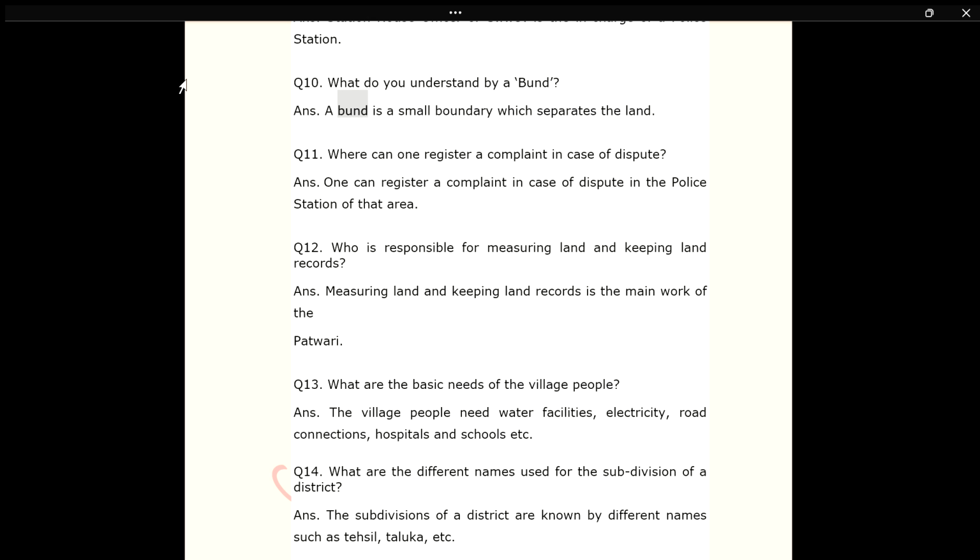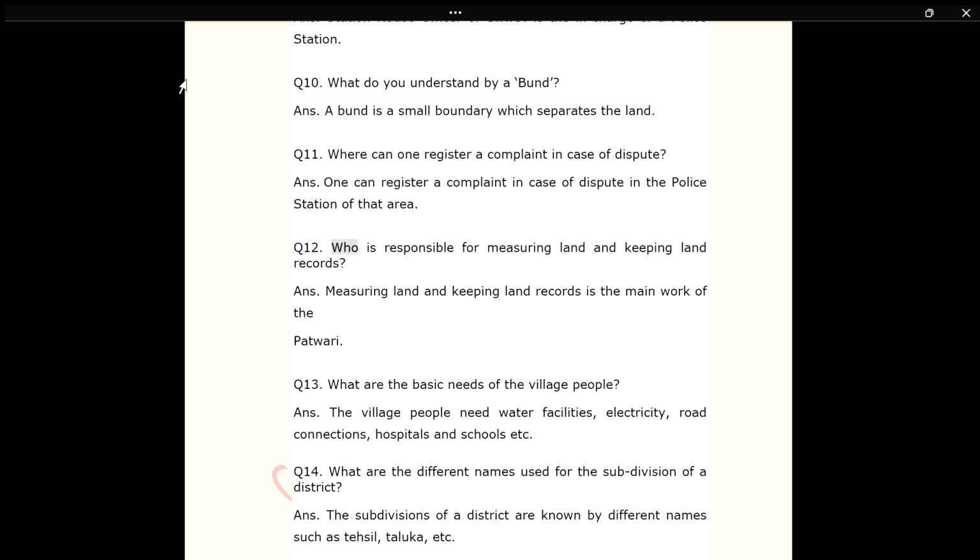Ans. A bund is a small boundary which separates the land. Q11. Where can one register a complaint in case of dispute? Ans. One can register a complaint in case of dispute in the police station of that area.